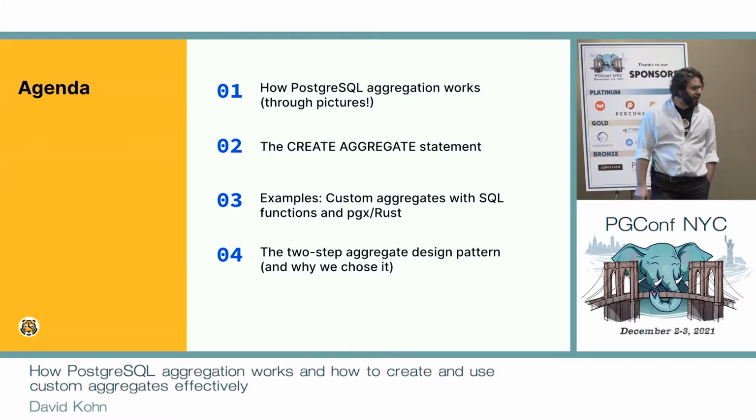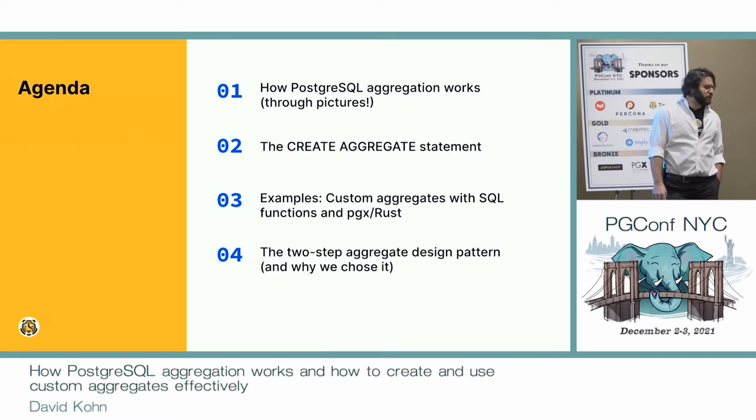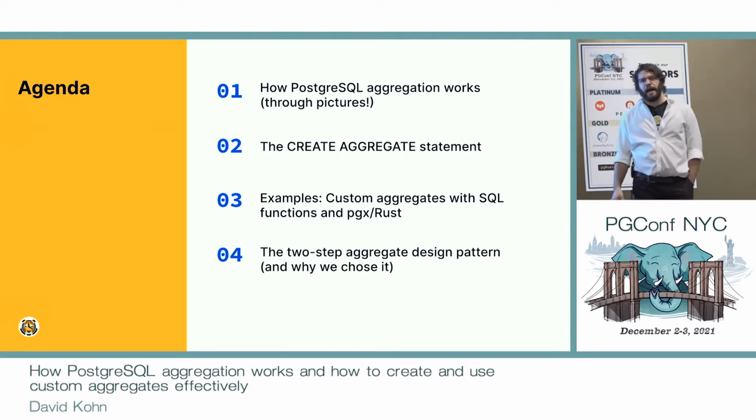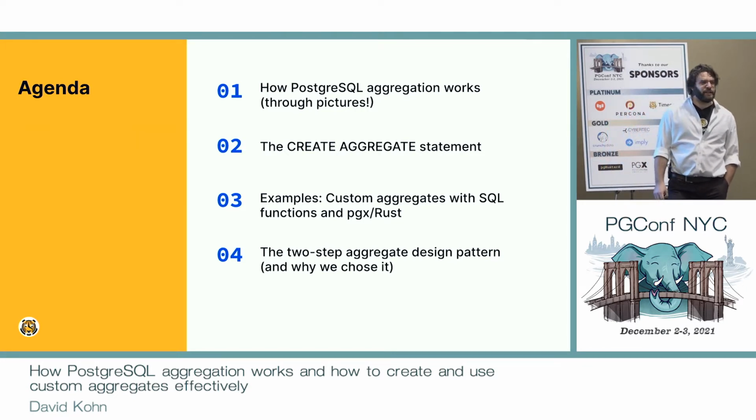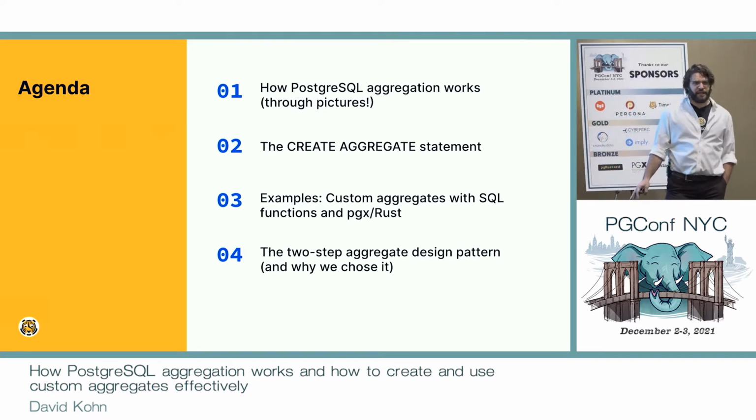So we're going to go over how Postgres aggregation works through pictures. Then we'll look a little bit at the create aggregate statement and some examples of custom aggregates. Talk a little bit about PGX, not a whole lot, but just give a little bit of a taste of what it does. And then we'll look at the two-step aggregate design pattern. I'm going to breeze through some of the create aggregate statement. If you want me to stop at any time in the talk, please feel free to raise a hand and ask a question.